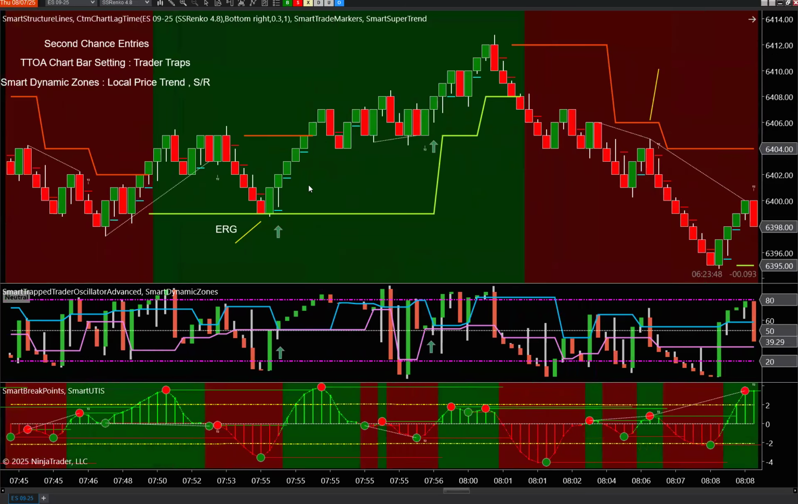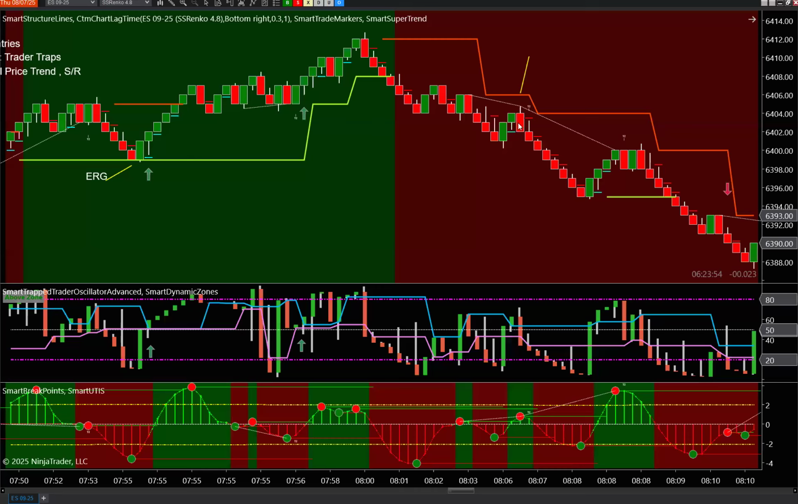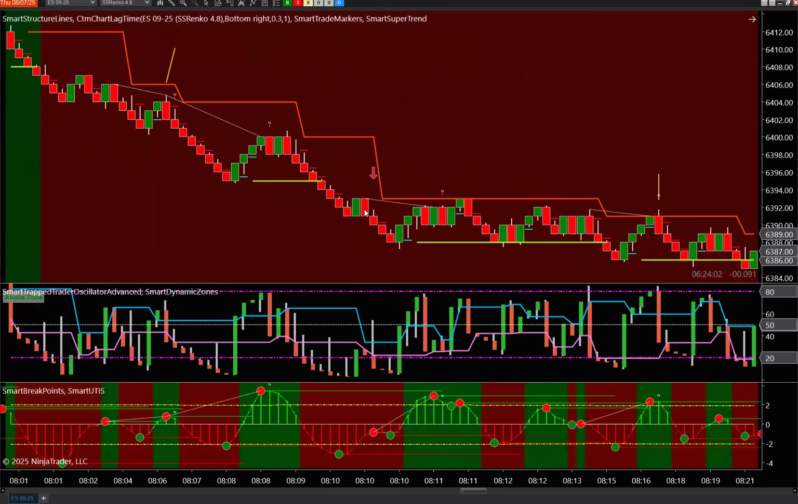And I'm going to show you some other examples. And then we're going to do a recap of this, but I'm going to pause before I do that. I'm going to show you some more of these. Here is our engulfed reversal bar. I've marked those with yellow lines.